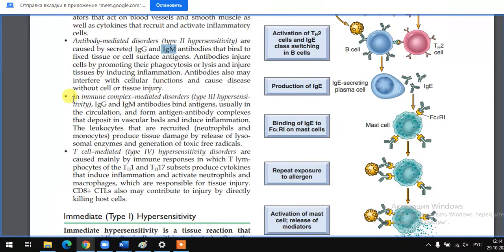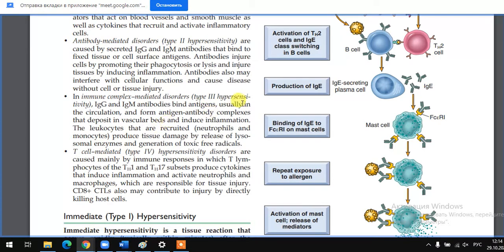And then next one, it's immune complex-mediated disorders. As you remember, immune complexes activate the classical pathway of complement activation. But what if these antigen-antibody complexes are present inside the blood? And what if they get stuck in some organs, especially kidneys? These complexes might be stuck in kidneys, and they produce clots.